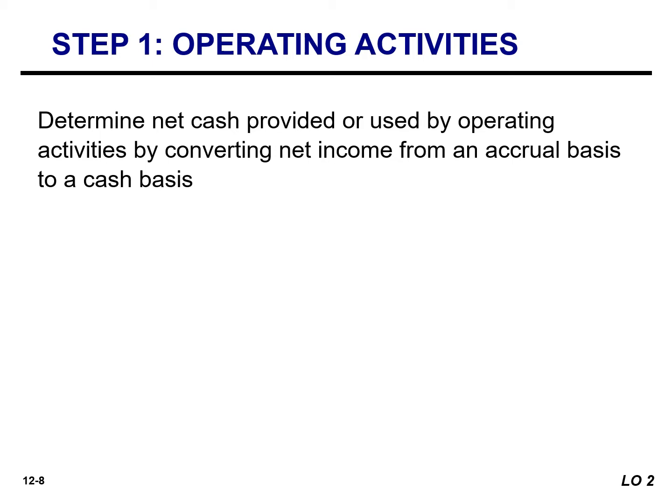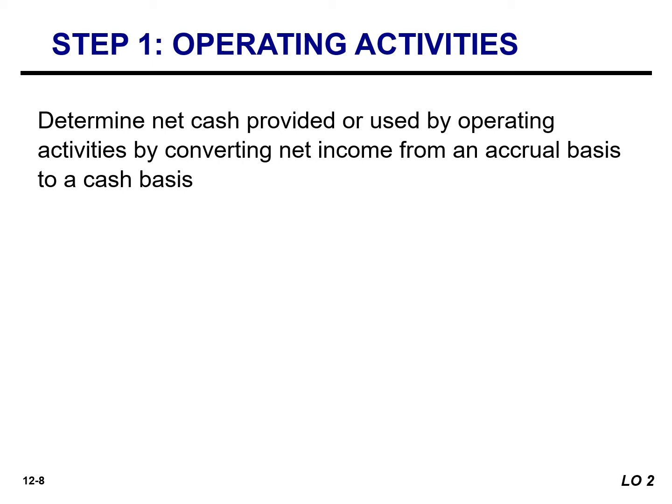Before we talk about the three adjustments, I'd like to discuss why net income must be converted to net cash provided by operating activities. Under GAAP, most companies use the accrual basis of accounting. This requires a company to record revenue when it is earned and expenses when incurred, regardless of the timing of cash receipts and cash disbursements.